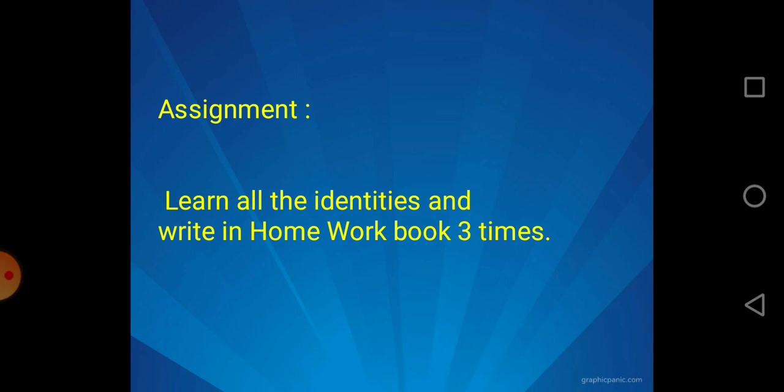Don't waste your time. Do it with utmost interest because understanding mathematics through slides is not that easy. You need a lot of interest, then only you can understand.